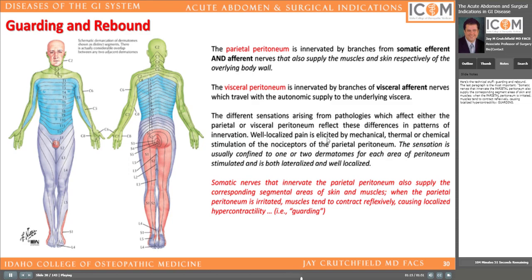Well-localized pain, for example in appendicitis, is elicited by mechanical, thermal, or chemical stimulation of the nociceptors of the parietal peritoneum. The sensation is usually confined to 1 or 2 dermatomes for each area of peritoneum stimulated and is both lateralized and well localized. Go back and look at slides 29 and 30 again so that you can clearly understand the innervation of the parietal peritoneum and of the visceral peritoneum.